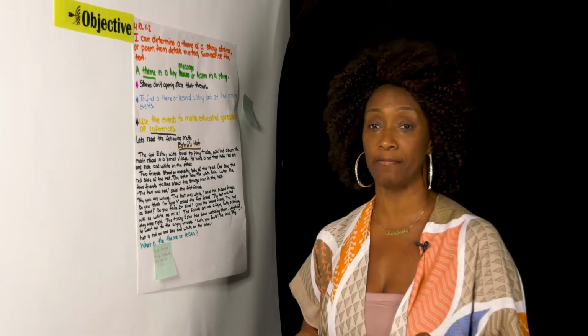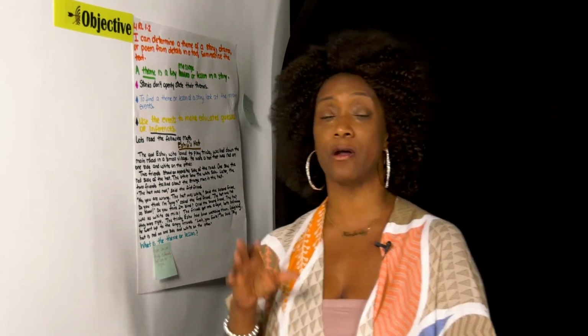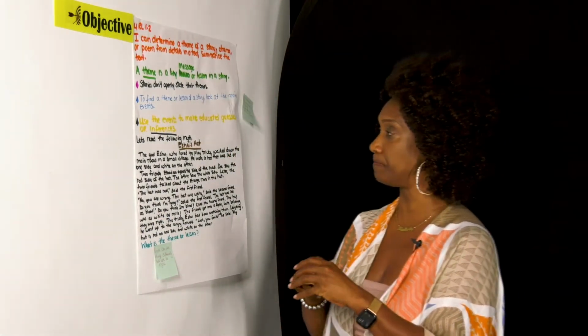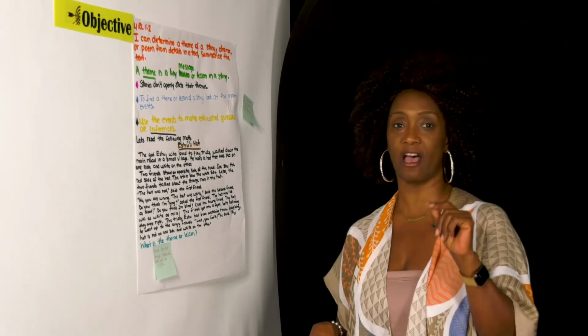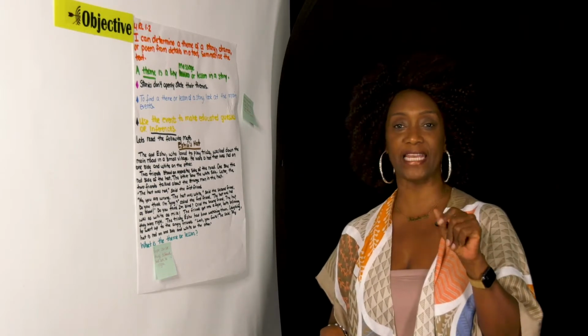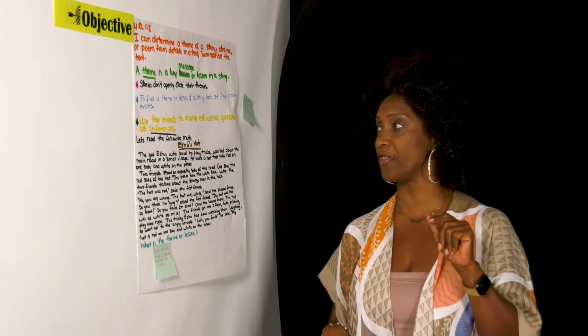Stories do not openly state the theme. You would never read a story and have the theme written there to say, friends are good to have. You have to compile your events together in a story and come up with a theme, or the message that the author wants you to understand from that story. So let's take a look at this. To find a theme or lesson of a story, look at the main events, the events that are taking place in the story.